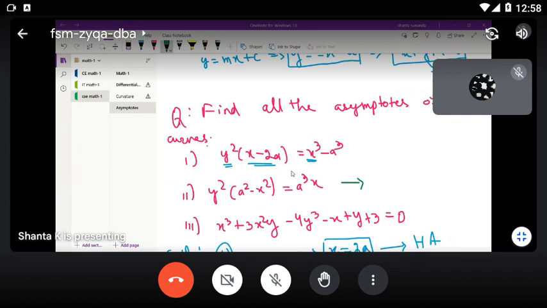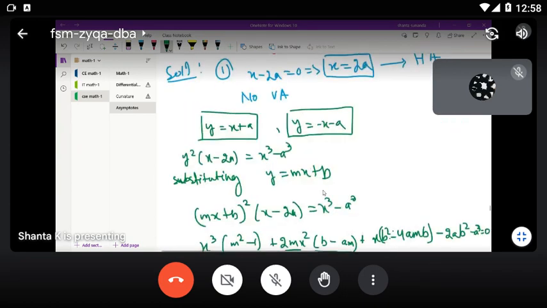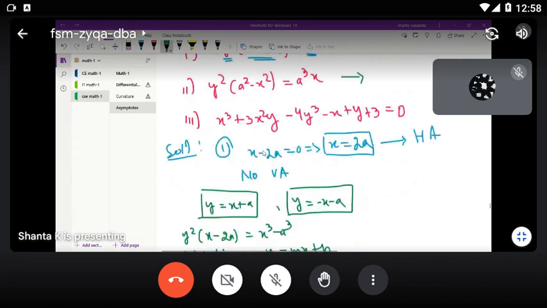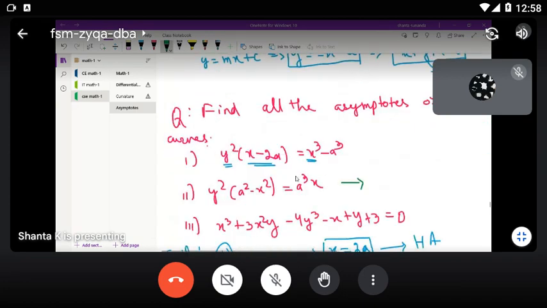Maximum three asymptotes. No, in the second one I'm saying, the questions I have given. The last one I already did. The second one, this one, is a fourth degree equation: two vertical, one horizontal, three asymptotes. It's a fourth degree equation, so maximum 4. So it can have 3. It is having 3 asymptotes.